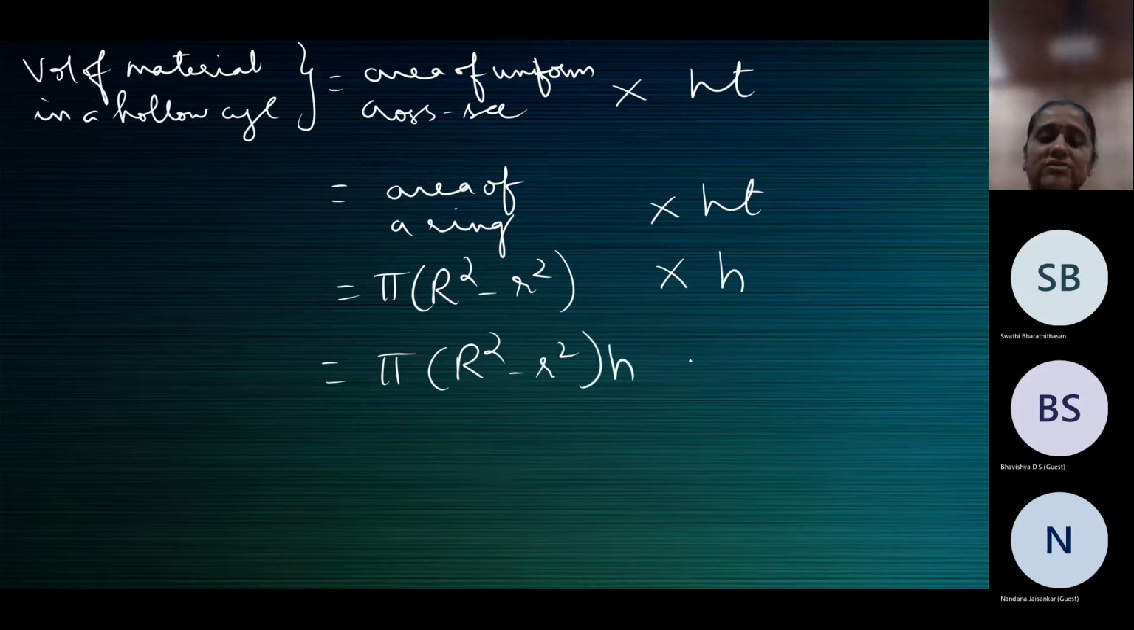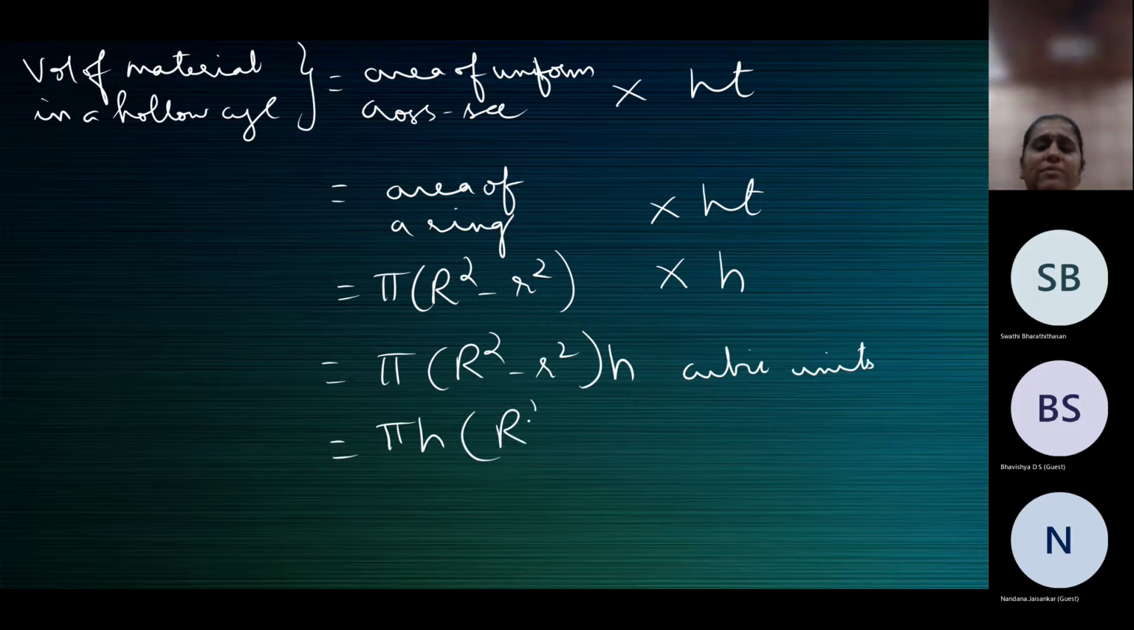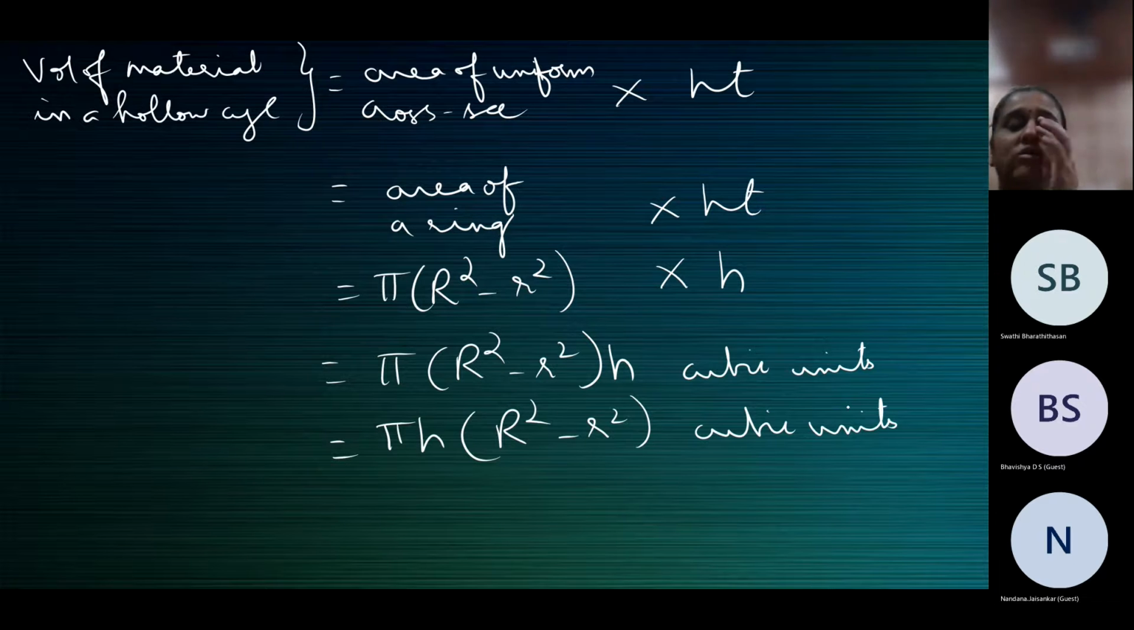So you can just write h like this, in cubic units, since it is volume. Pi into capital R square minus small r square in a bracket, into h. Or you can also write it as pi h into capital R square minus small r square. Both are the same. This is the formula to find the volume of the material in a hollow cylinder, in cubic units.